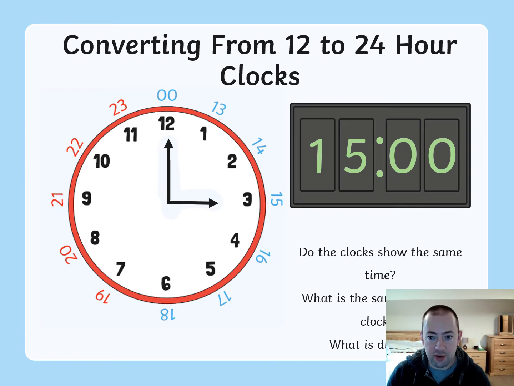Converting from 12 to 24-hour clocks. So do the clocks show the same time? So we're looking here at 3 o'clock in the afternoon, and we're looking at 15:00 for 24-hour clock. Of course, on the analog clock, that's the one with the hands, you could look at that and say it might be 3 o'clock in the morning.